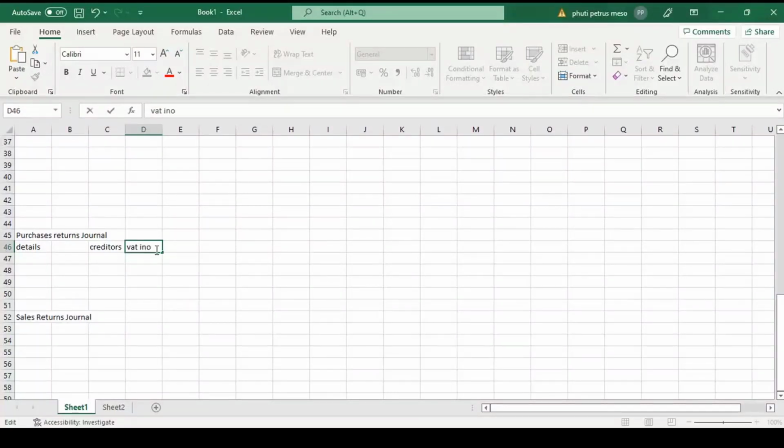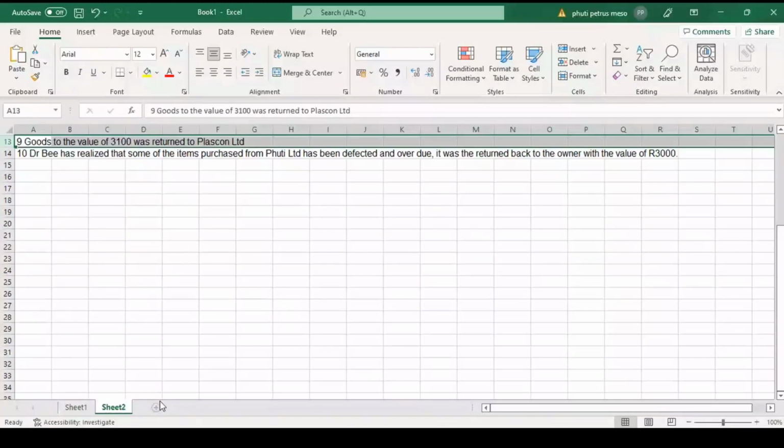Let me just verify that. VAT input. Plasco Limited. How much was the amount of the goods returned?